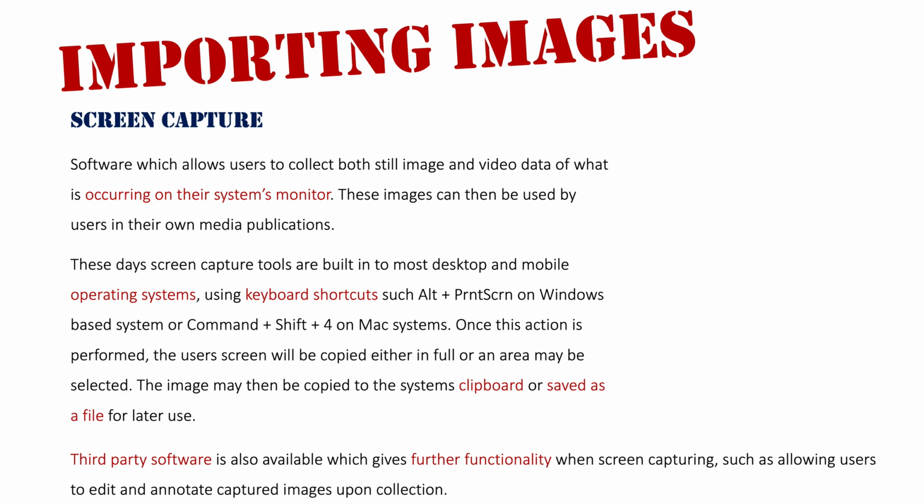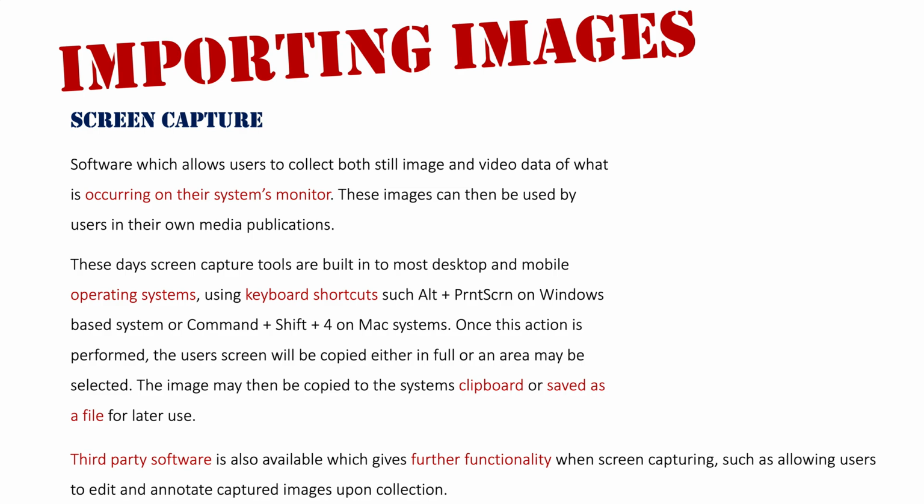These days, screen capture tools are built into most desktop and mobile operating systems, with keyboard shortcuts such as Alt Print Screen on Windows-based systems or Command Shift 4 on Mac systems used to capture still images. Me doing a screen record on my Mac right now, it's actually Command Shift 5, and that's what gets it recording video. Once this action is performed, the user's screen will be copied either in full or an area may be selected of the screen.